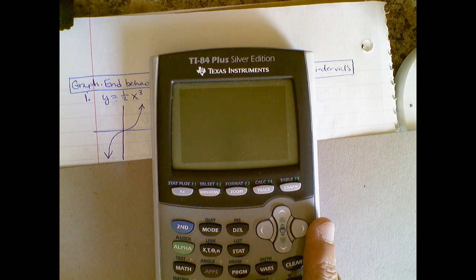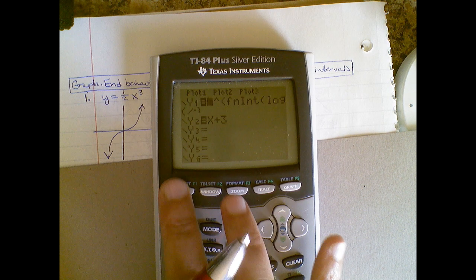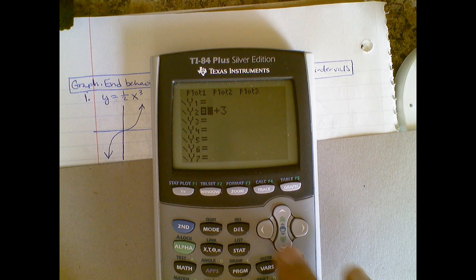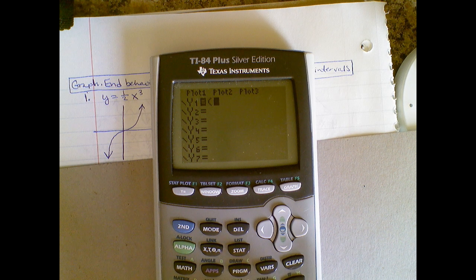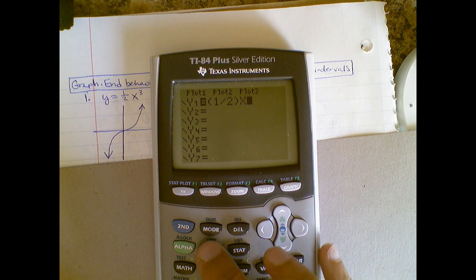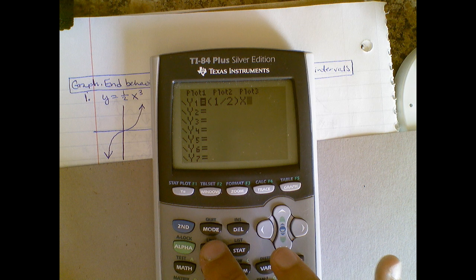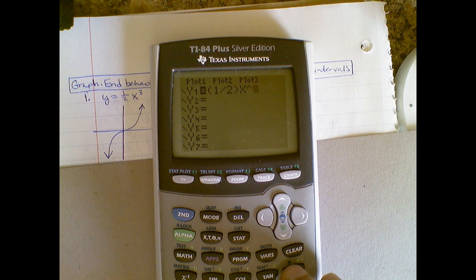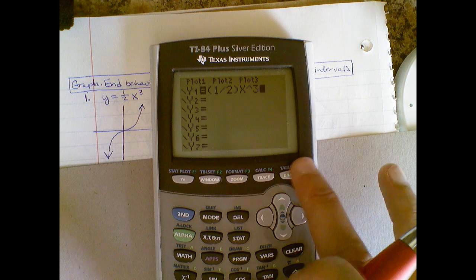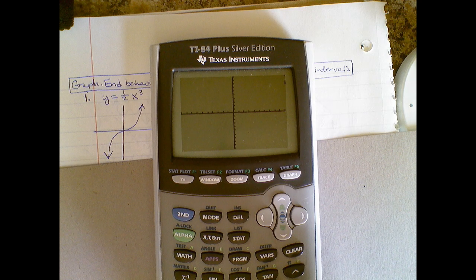If you're unsure how to graph them, go to y equals, and we're going to clear the graphs that I have. And then we're just going to type in a half. I'm going to put the half inside parentheses so I know that's all one number. So a half, and then x is right here, diagonal of the second. So x, and then my caret button is right here to the third power. So that's a half x to the third power. And then I'm just going to click graph, and you can see that it looks very, very similar to this.